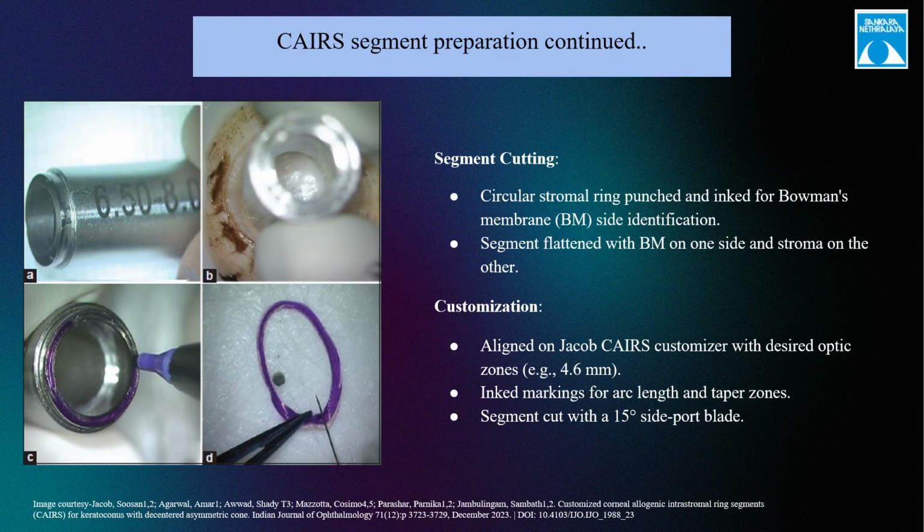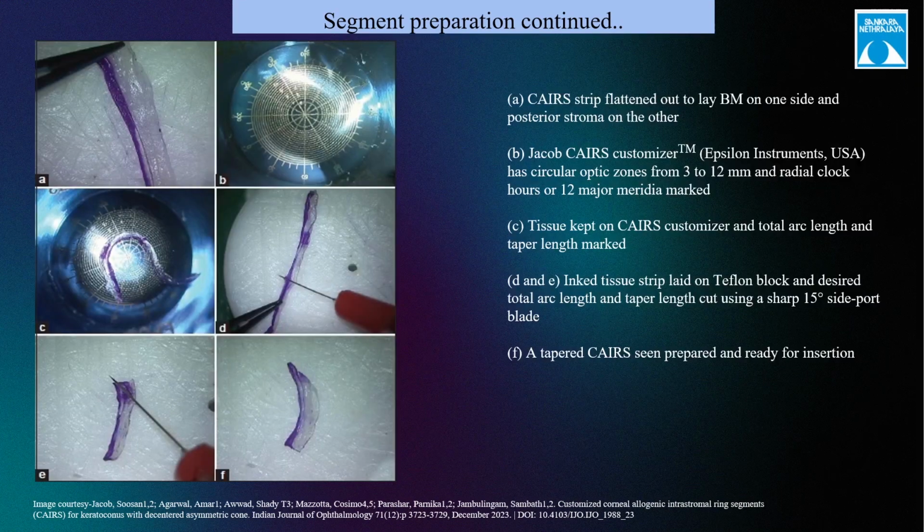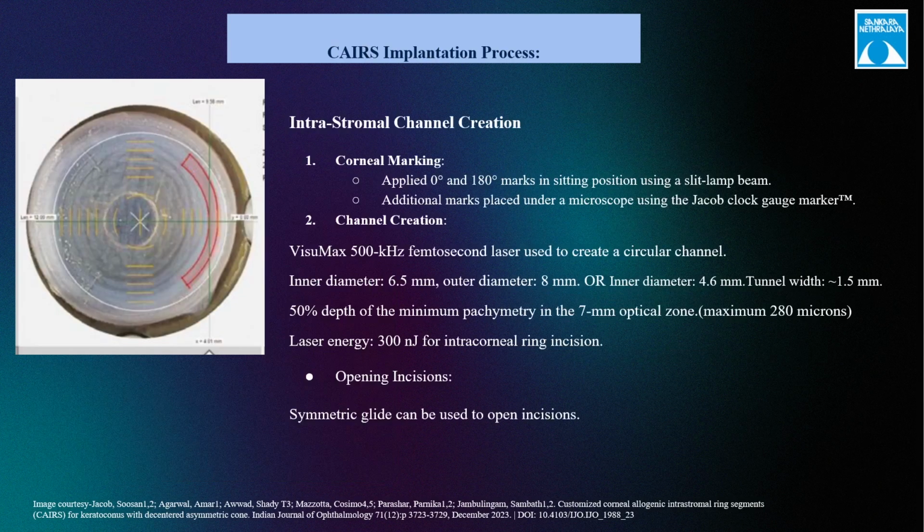So for segment cutting, the circular stromal ring was punched and then inked for Bowman side identification. The segment was flattened with Bowman side on one side and the stroma on the other, and customization was done by marking it after putting it on the customizer and then cutting it with a 15-degree side cut blade. The CAIRS, which was flattened, was then placed, as you can see in the images. So she has put it on the customizer, and once it is prepared, we move on to the patient.